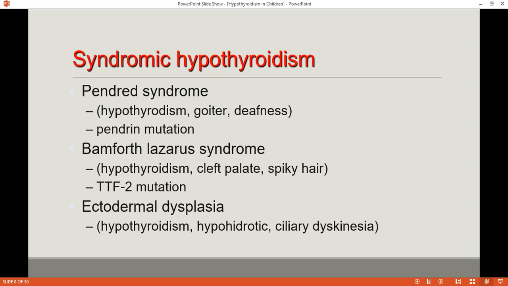Then you may have heard about ectodermal dysplasia. Ectodermal dysplasia is a condition in which there is absence of perspiration or sweating, plus hypothyroidism and ciliary dyskinesia, which are combined and associated in ectodermal dysplasia. Other syndromes are also associated with hypothyroidism. You know that Down syndrome, Turner syndrome, and some trisomies are also associated with hypothyroidism.